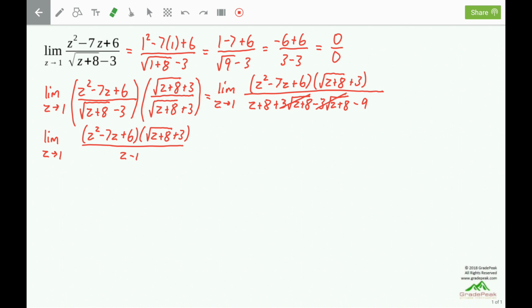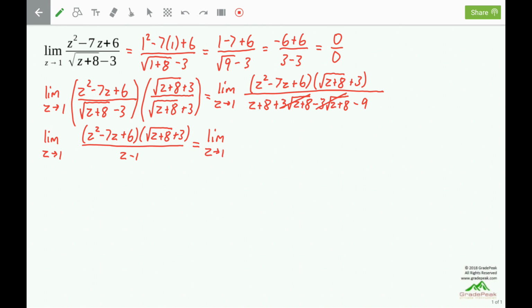We haven't yet removed the 0 over 0, but these have turned into power functions. Now the 0 in the denominator is happening because of the z minus 1. The 0 in the numerator is happening because of this expression here. If you plug a 1 for the z's there, it will give you a 0. But I cannot cancel the factors just yet. I need to further factor that trinomial quadratic that is in the numerator.